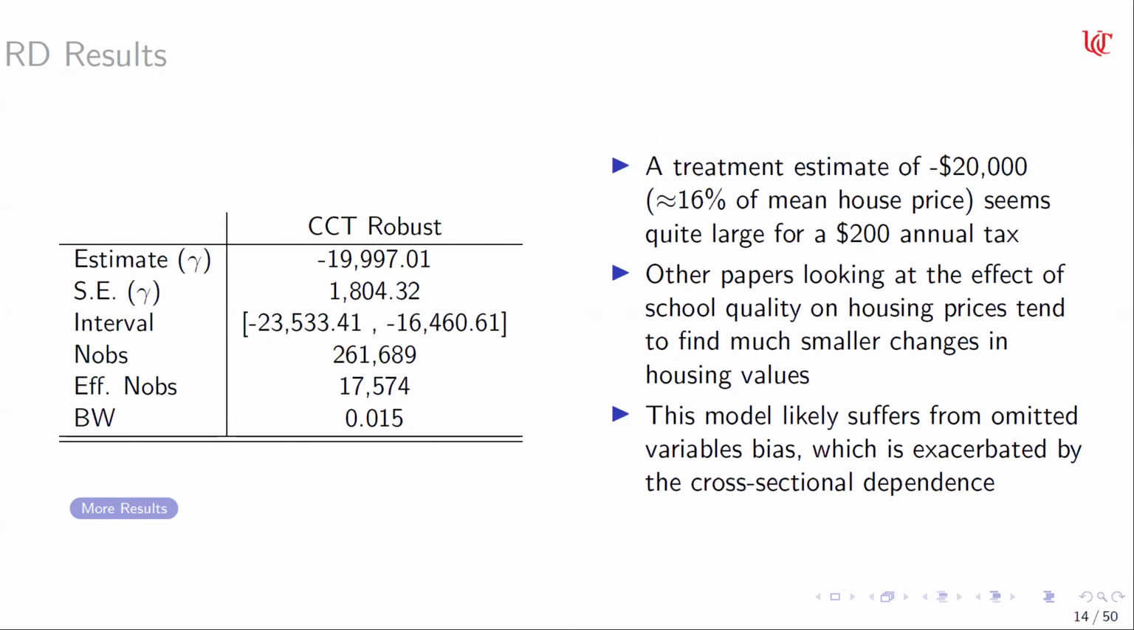Other papers that have looked at the effect of school quality on housing prices tend to find a lot smaller changes in housing values, typically around 4% or even less, and I found 16. So I'm thinking that this is probably biased. It's probably suffering from some omitted variable bias, which probably has a lot to do with cross-sectional dependence. So I wanted to look and see, do I have cross-sectional dependence?